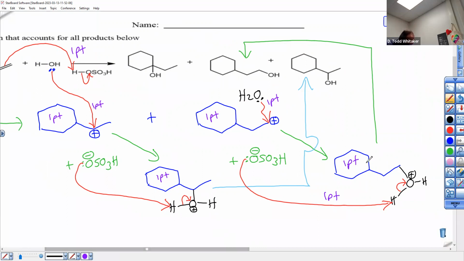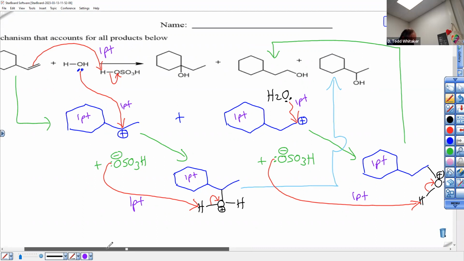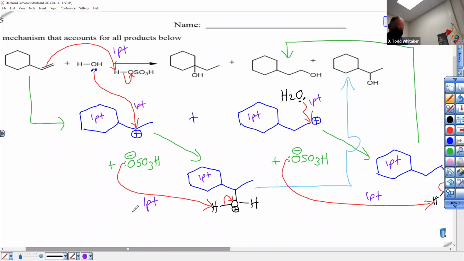I think that's 7. 1, 2, 3, 4, 5. Oh, 1 point for this set of arrows. 6, 7, 8, 9. 9 points. That's not trivial.